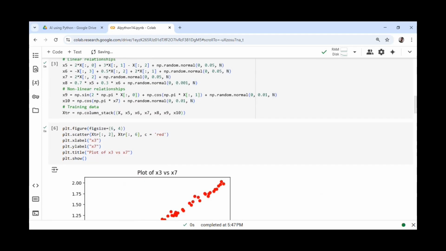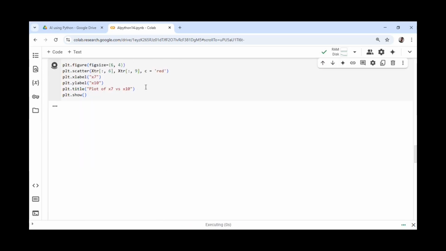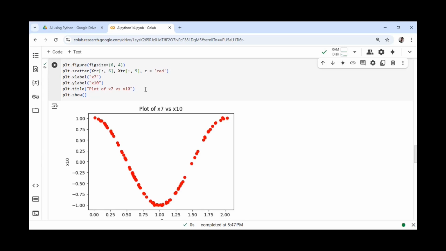And similarly, if we see x10, x10 is equal to cos of x7 plus noise. Therefore, if we are plotting x10 versus x7, we can see a sinusoidal curve.